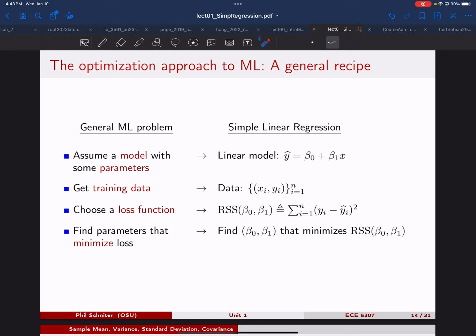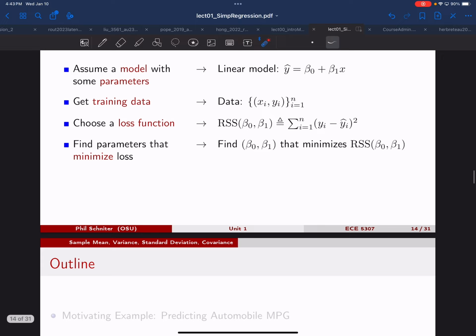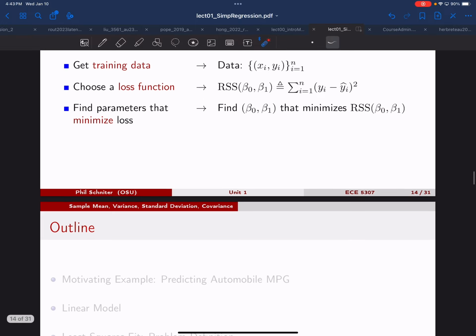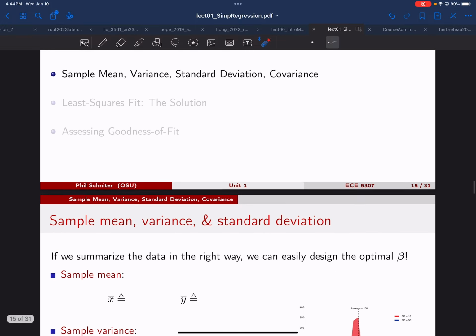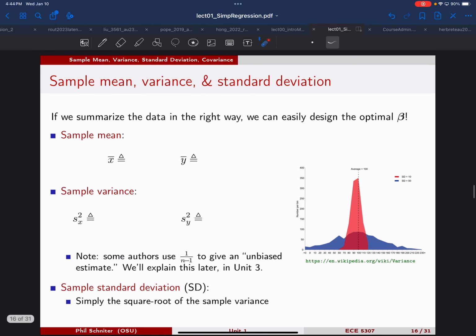And so what we're going to do is start to think about a few very basic statistics, and then we'll show how those statistics directly can be used to compute the optimal parameters, optimal in the sense of minimizing this RSS. And the other reason we do this is because there's a lot of intuition that you can get from these statistics. They can help you understand things quite a bit.